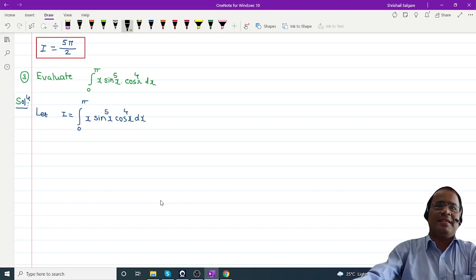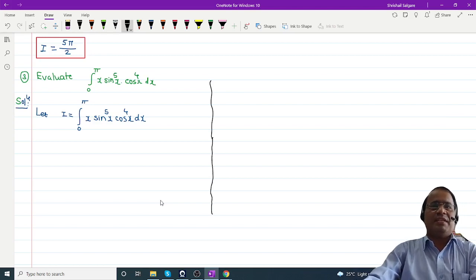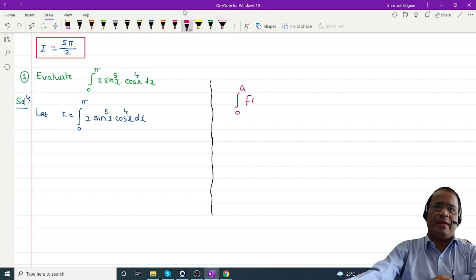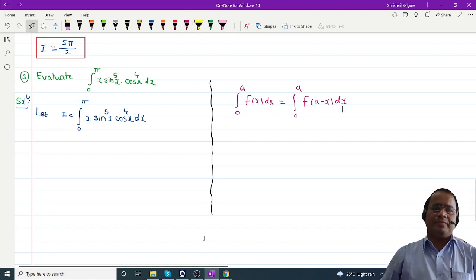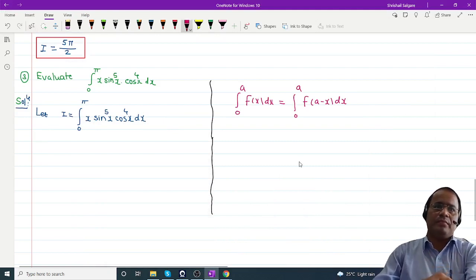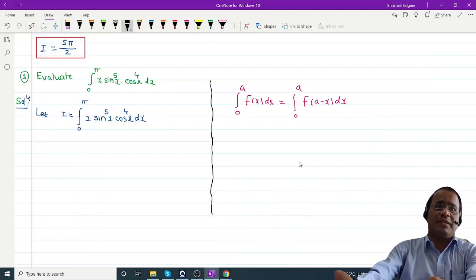Now in this case you may not answer directly. What happens? See, the integrand is again a combination. One x term is there. So how to simplify this? Anyone? I will write the property, whether you have studied it or not. For a definite integral, the integral 0 to a of f of x dx is equal to the integral 0 to a of f of a minus x dx. Have you studied this property? Yes or no? If not, you have to assume this as a result here.